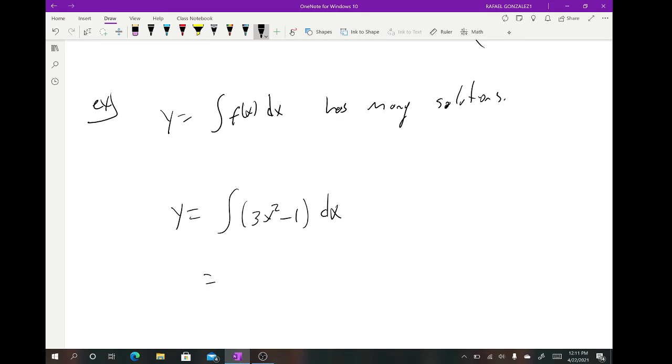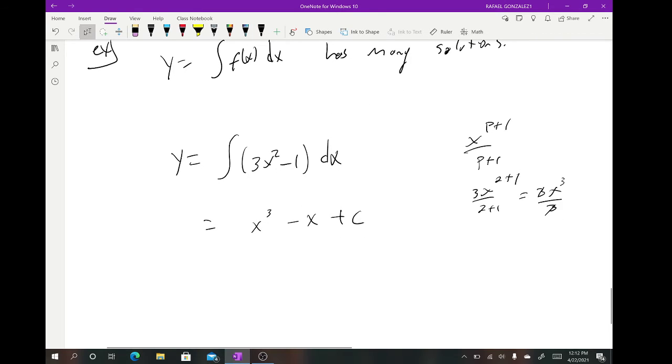By the rules that we have so far, we know that this is actually equal to x cubed minus x plus c. If you don't see it, remember x to the p plus 1 divided by p plus 1. We have a 3x squared. Well, what happens here is we have 2 plus 1 divided by 2 plus 1. Well, 2 plus 1 is 3, so we have 3x to the 3 over 3, but the 3's cancel, so you get x cubed. So this is the antiderivative.